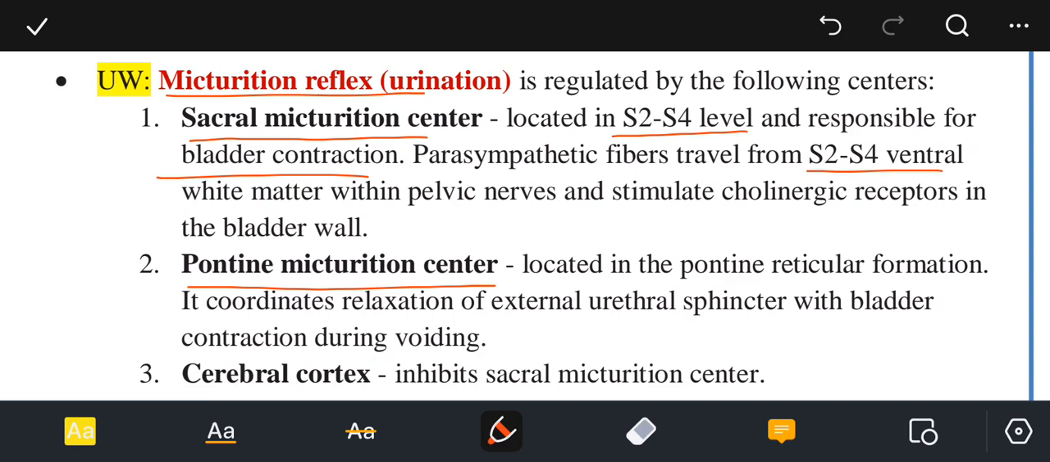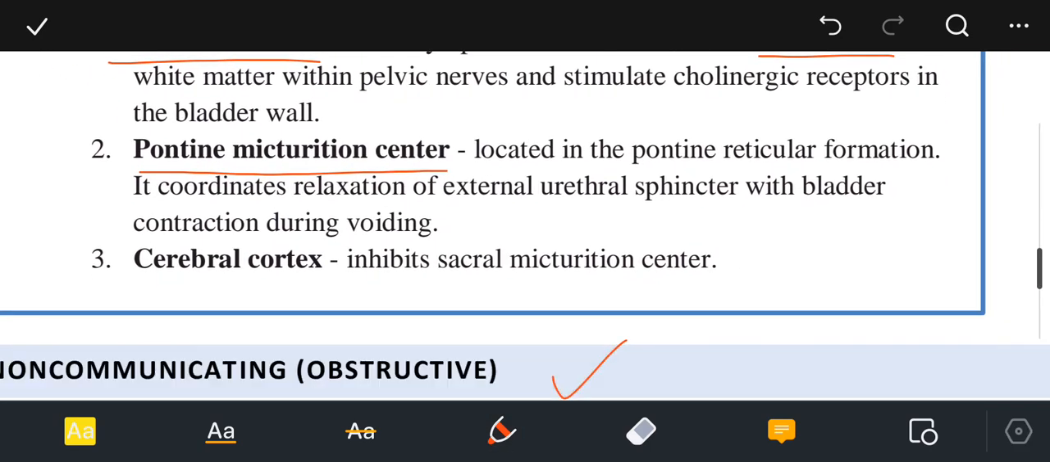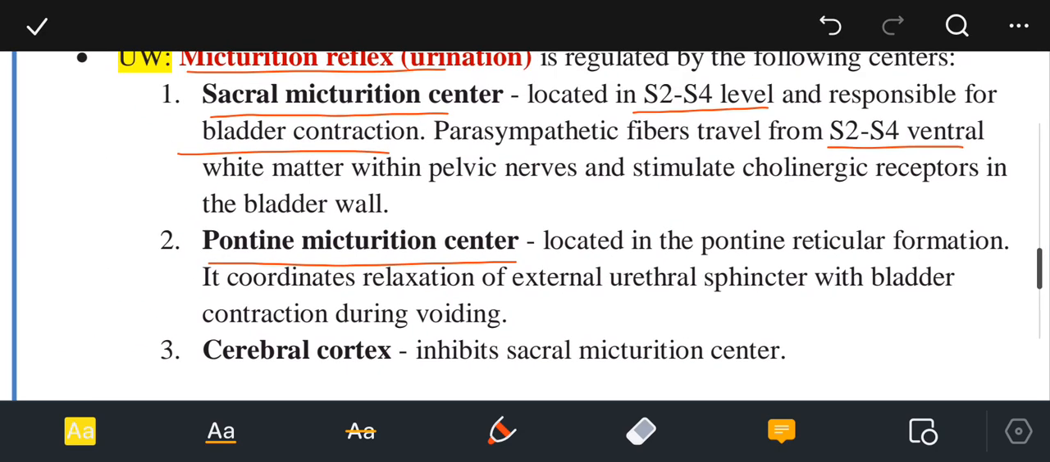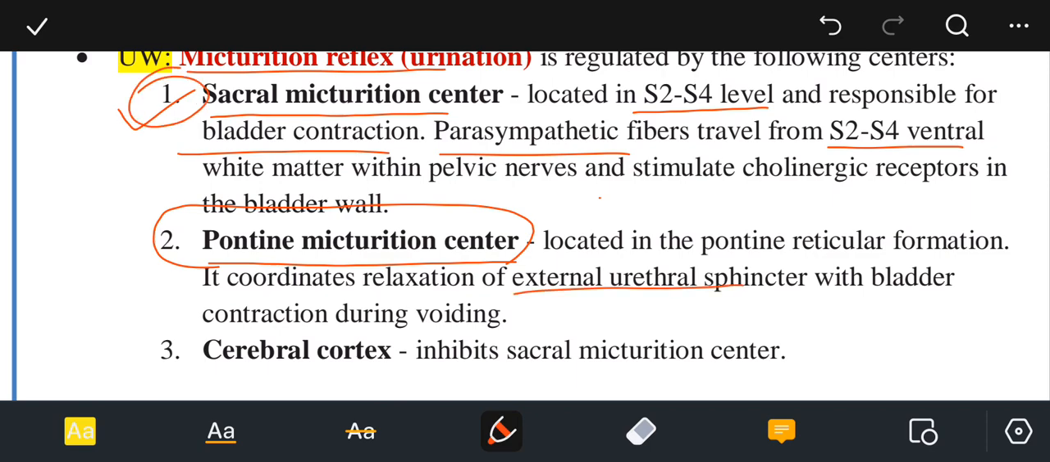Then the second thing that regulates the micturition reflex is the pontine micturition center. It is located in the pontine reticular formation. It coordinates the relaxation of the external urethral sphincter with the bladder contraction during voiding. So the sacral micturition center, which is basically the parasympathetic fibers, along with the pontine micturition center that is helping to release the external urethral sphincter, they are assisting in the micturition.